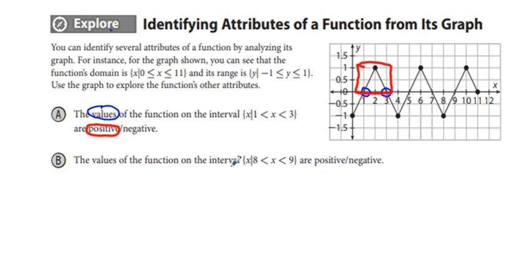Next, are the values of the function on the interval from 8 to 9 positive or negative? Here we have x equals 8. Here we have x equals 9. Where do the values reside? They reside right here, where I've boxed in red again. Are those values going to be negative, positive, or both? They are negative because our graph is below the x-axis at these input values. So, output relative to input.